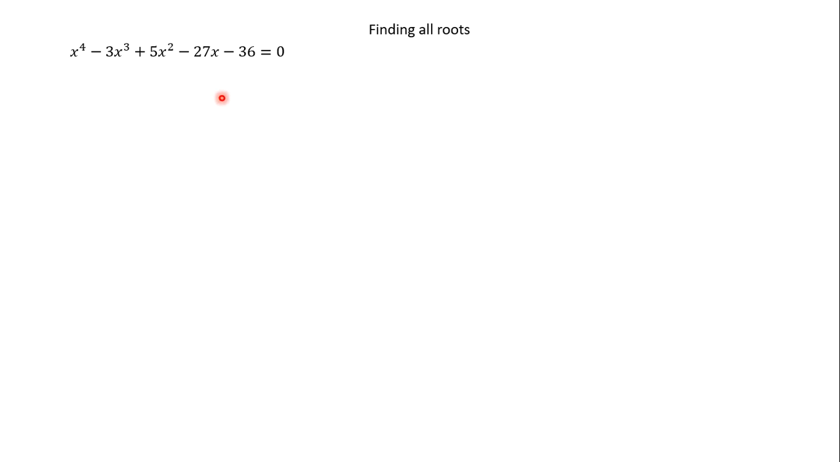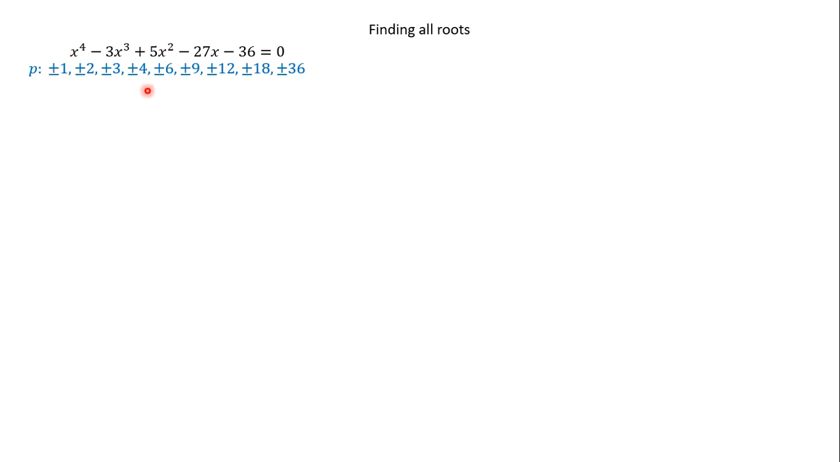Well, it's not going to fit with our factoring techniques, so we have to use the rational root theorem, P's and Q's. P's are factors of 36. Well, there are a lot of factors of 36: plus or minus 1, 2, 3, 4, 6, 9, 12, 18, and 36. Thankfully, Q is just 1, so we don't have to worry about that.